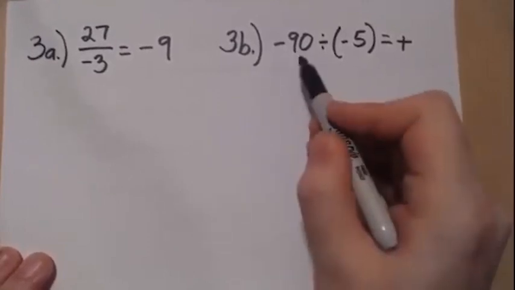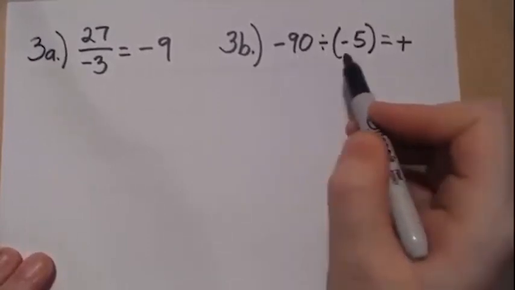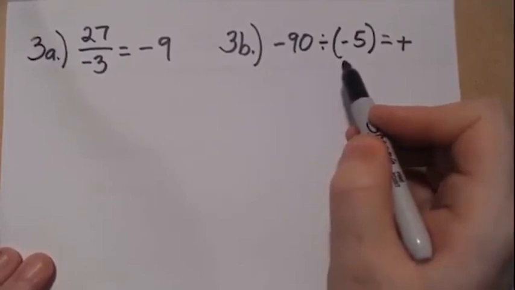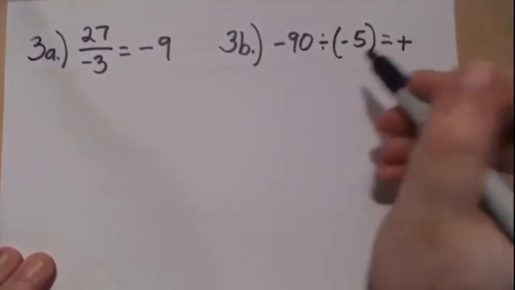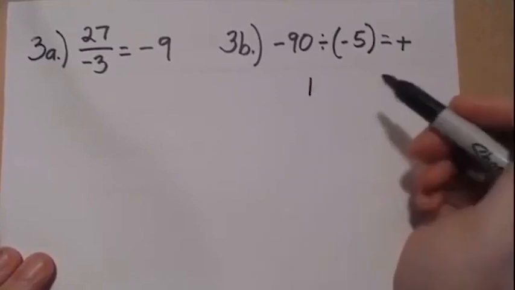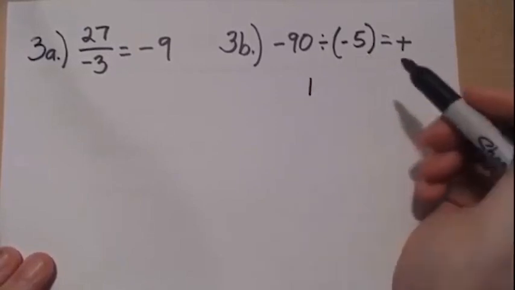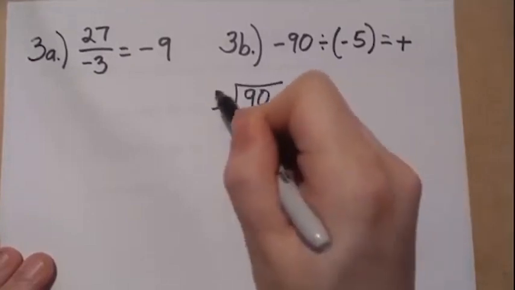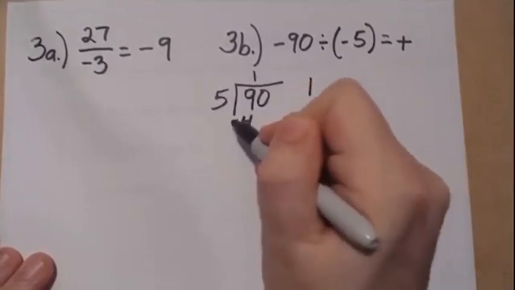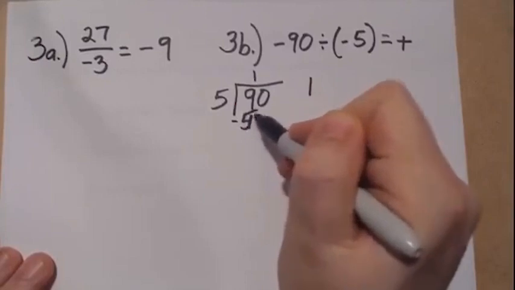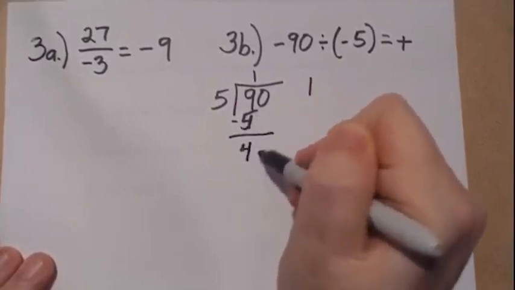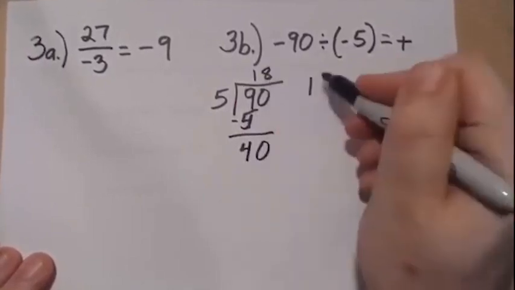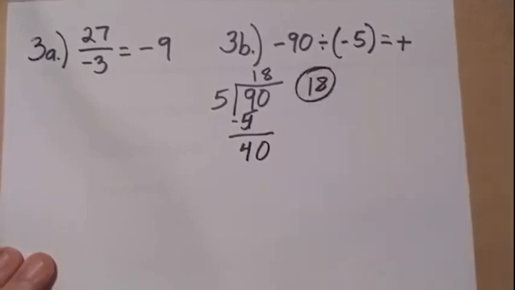So we just have to figure out what negative 90 divided by negative 5 is. 5 goes into 9 one time. Remainder 4. Bring down the 0. So that's going to be 18.